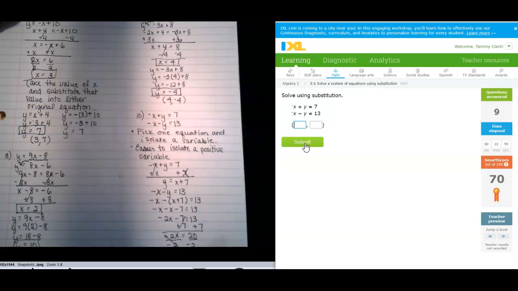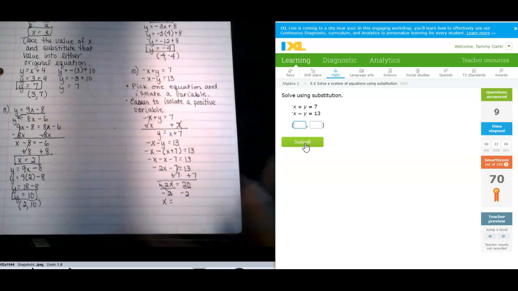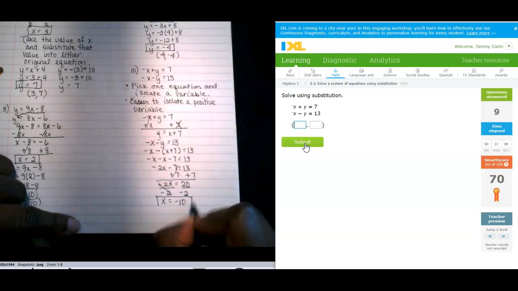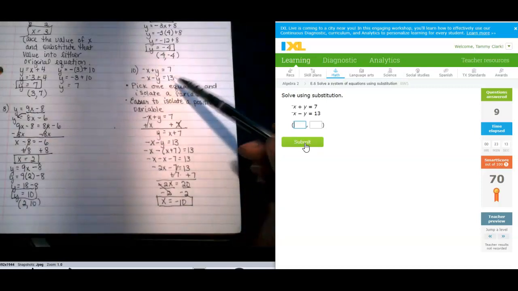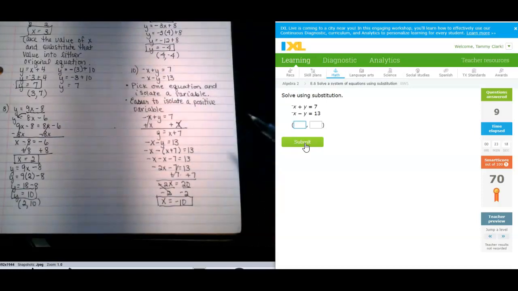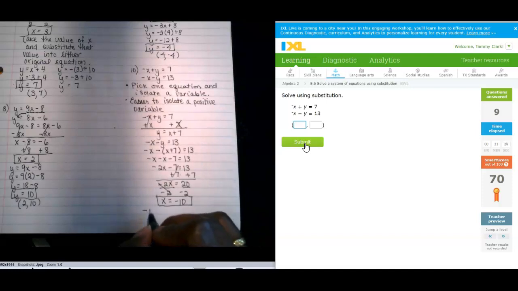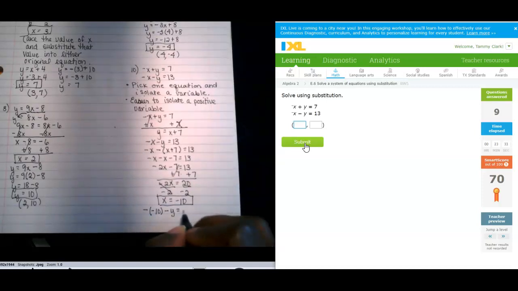And I've got x is equal to negative 10. Okay, that's all well and good. So now we know the value of x. So then we go back to the original equation, either one, and we substitute the value of x into either to find the value of y. Well, I'm going to use the first equation. No, let's use the second. So negative x, x is negative 10, minus y is equal to 13.